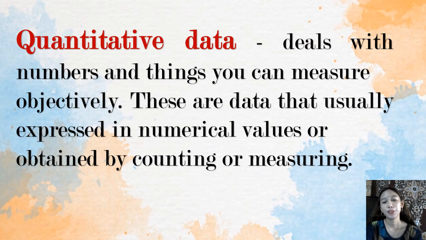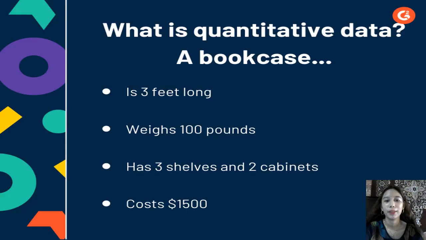Quantitative data deals with numbers and things you can measure objectively. These are data that are usually expressed in numerical values or obtained by counting or measuring. And of course, we have provided examples for you to distinguish what is quantitative data.